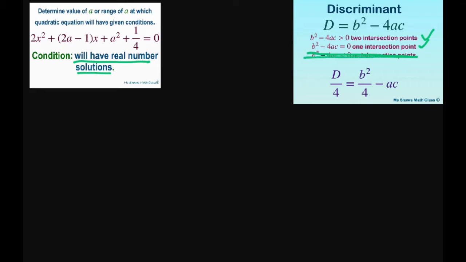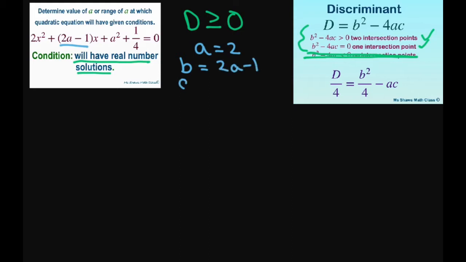So basically what we're going to do is set our discriminant greater than or equal to 0, because we can use either one of those. All right. To do that, for us, our A is going to equal 2. Our B is this coefficient here, which is 2a minus 1. And our C is this constant here, which is going to equal a squared plus 1/4.